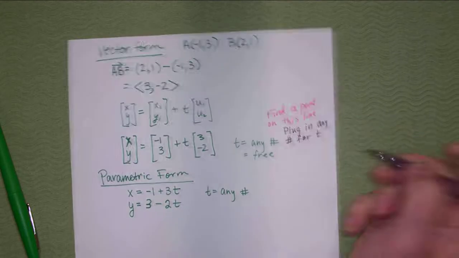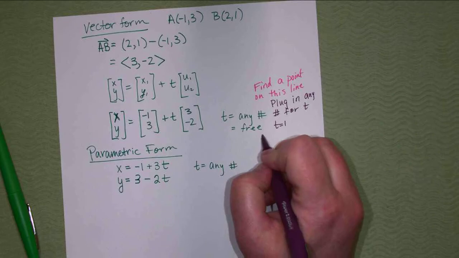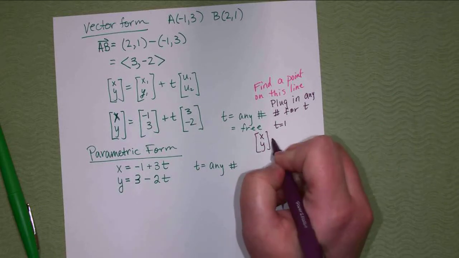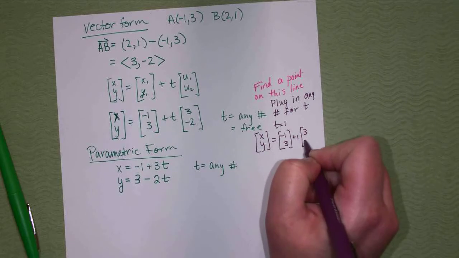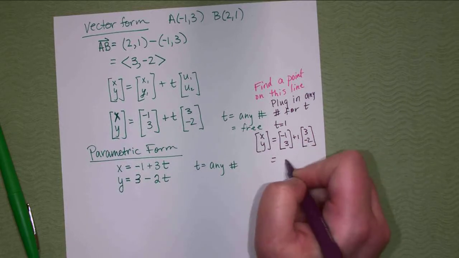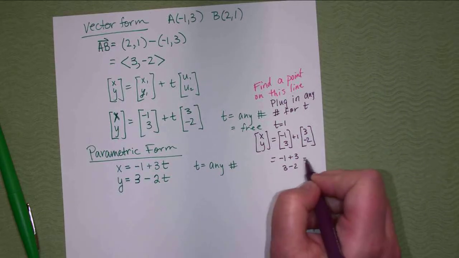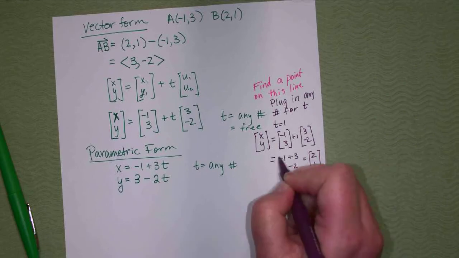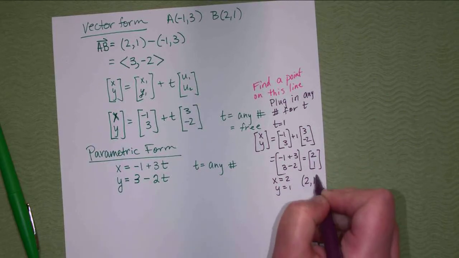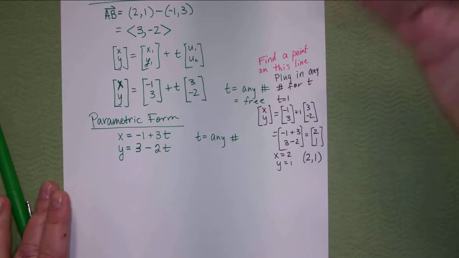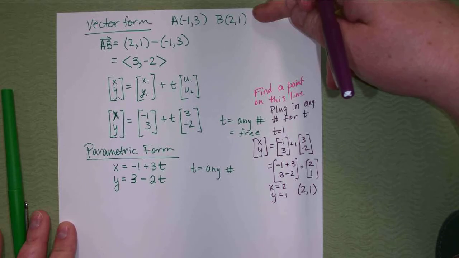So let's say we plug in t is 1. Okay? So what would we get? So here, minus 1 plus 3, and 3 minus 2, 2, 1. So x is 2 and y is 1. Right, that would be a point on the line. Oh, yeah, that's actually that point, which is, yeah.